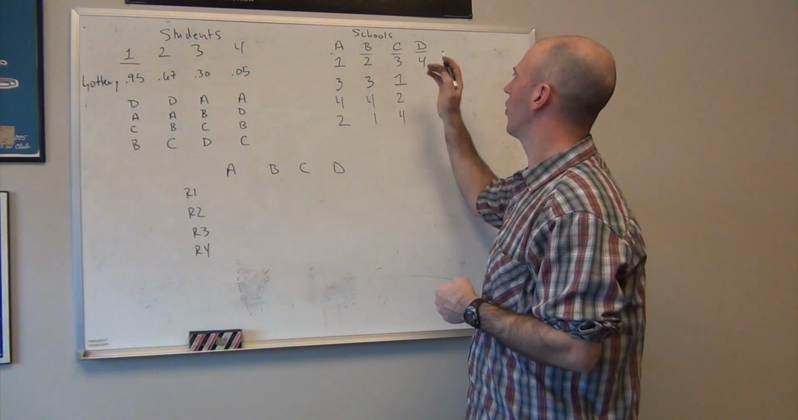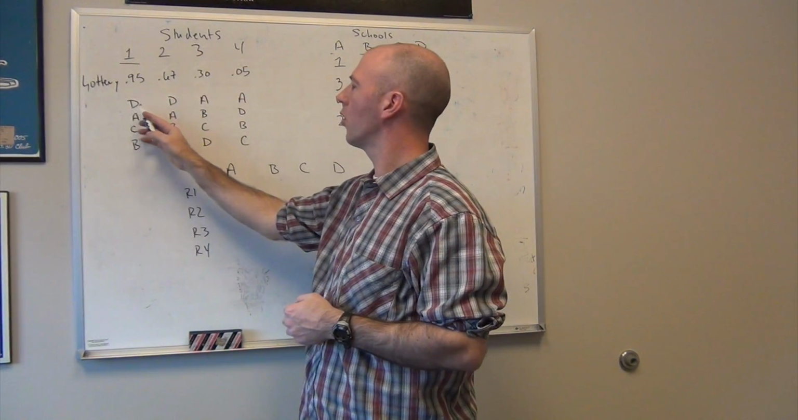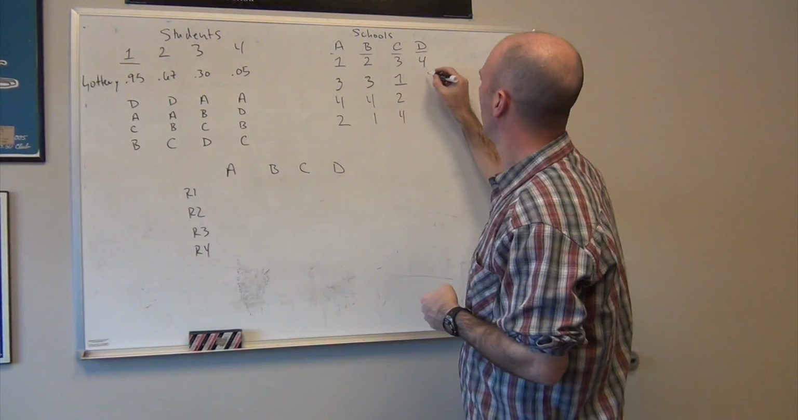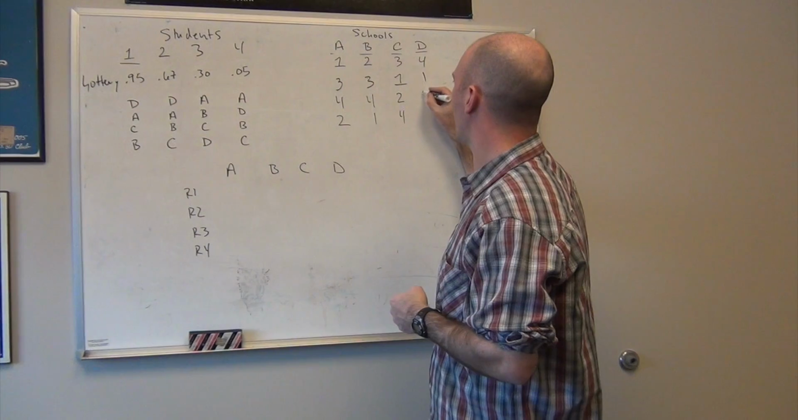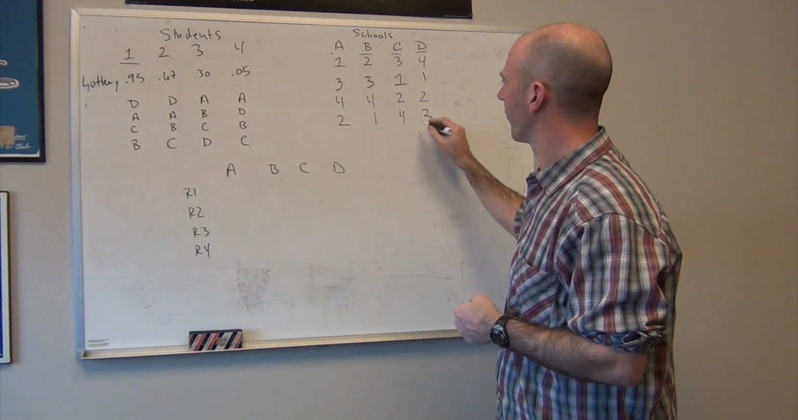Okay. D, the neighborhood student, is 4. Now we look at 1, 2, and 3. Both 1 and 2 rank D the highest. 1 is a higher lottery number, so 1 is ranked next. 2 ranks D higher than 3 does, so 2 is next, and 3 is last.